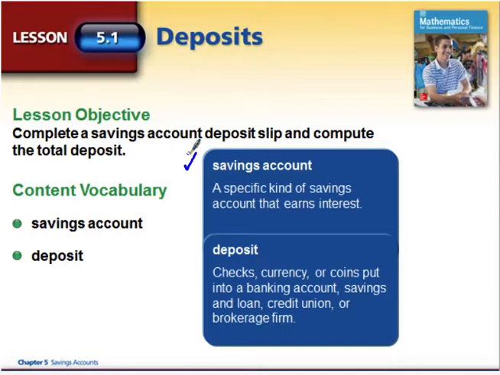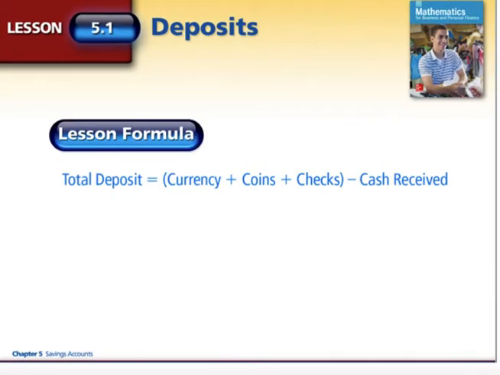So this is where you want to put your emergency fund money, your vacation money that you're saving to go on vacation, so that you don't have easy access to withdraw and take money out of. So today we're going to talk about our deposits into those savings accounts. And we can deposit checks, we can deposit currency, coins, and we can deposit them into a savings account, whether it be in a regular bank, a savings and loan, a credit union, or a brokerage firm.